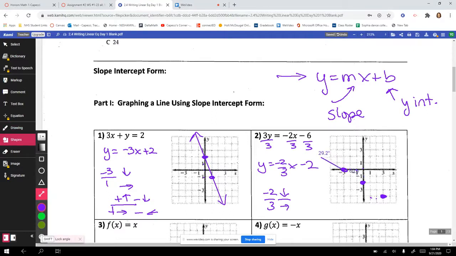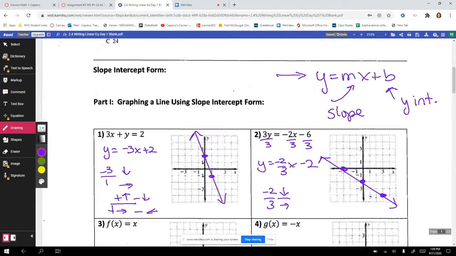Draw my line. Arrows on the end, because we know that lines are continuous. And then we're all set.